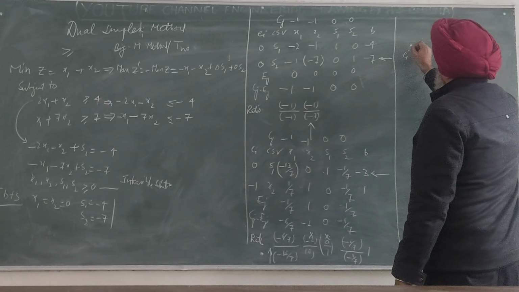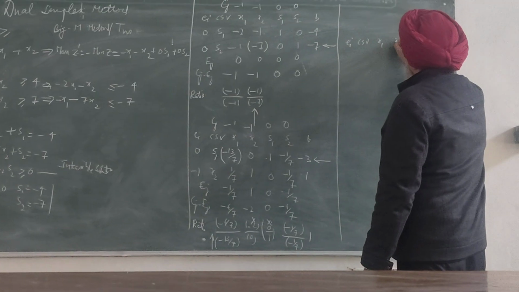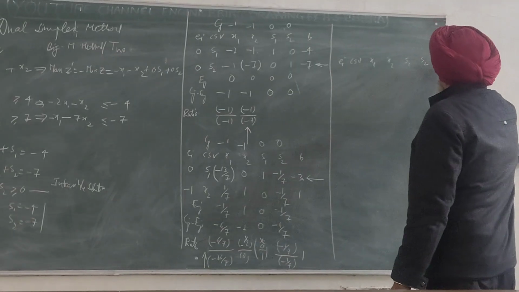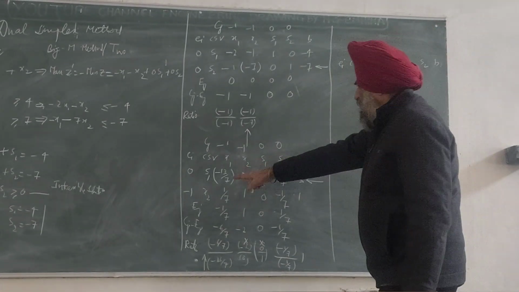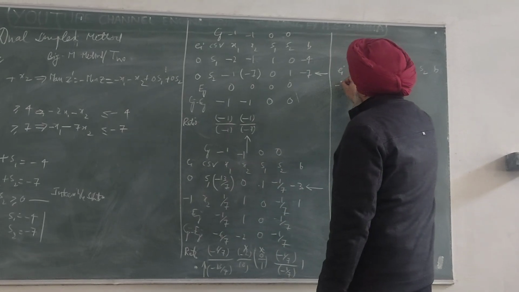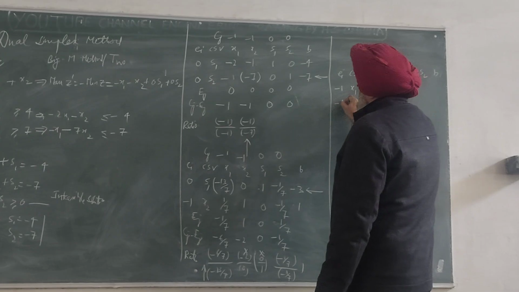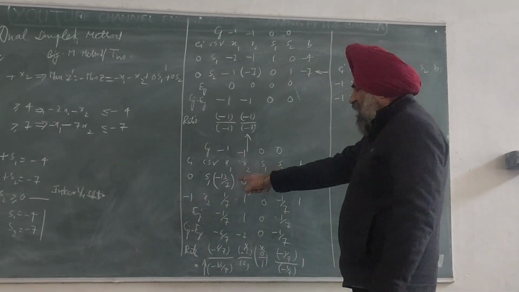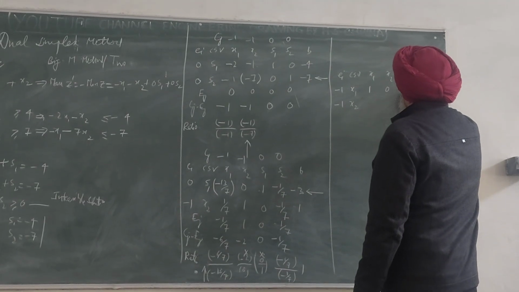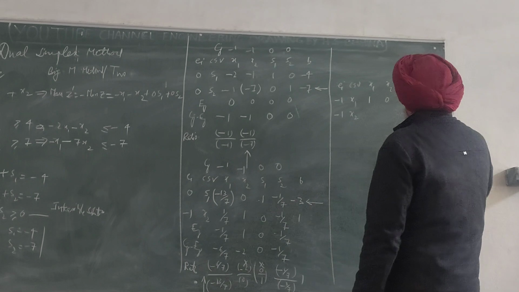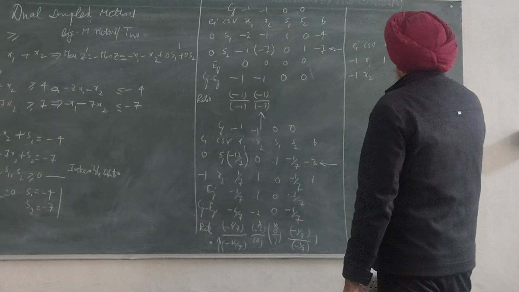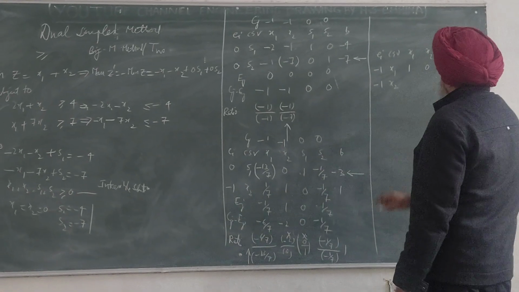CB, CJ, X1, X2, S1, S2. Clear? Here it is B there. Now what is there? S1 is going outside. What is coming? X1 is coming. This is having value minus 1. This is X2 minus 1. Make it 1. Multiply by minus 7 by 13. This is 1 here. This is 0. This is minus 7 by 13. This is minus minus plus 1 by 13. And here it is 21 by 13. Here it is 21 by 13.